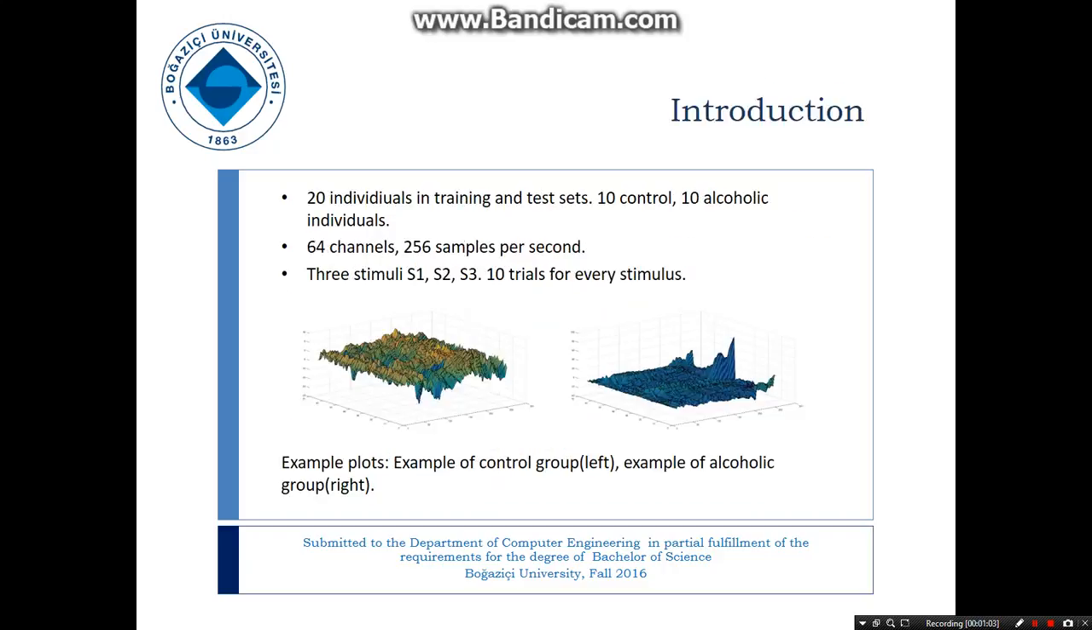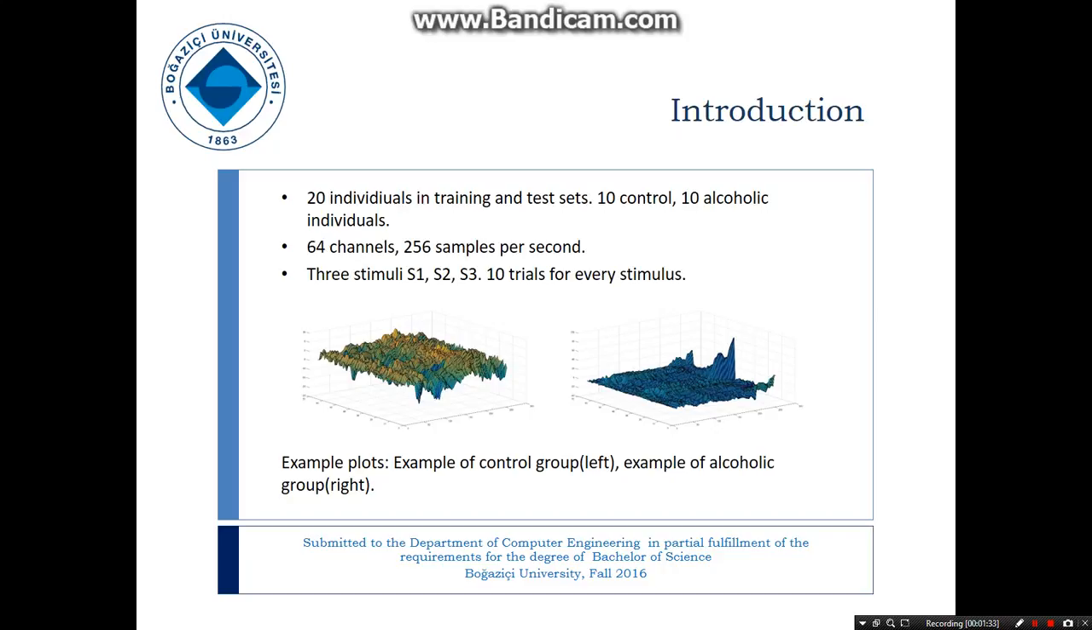Our dataset consists of 20 individuals in both training and test sets. They have 10 control and 10 alcoholic individuals. They have 64 channels. The channels correspond to the electrodes placed along the scalp. And we sample the data at 256 samples per second. That means we are using a sample of 256 Hz in frequency.